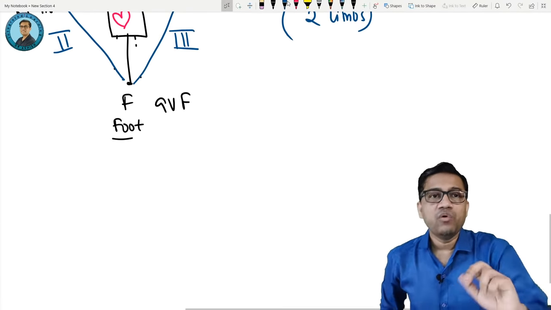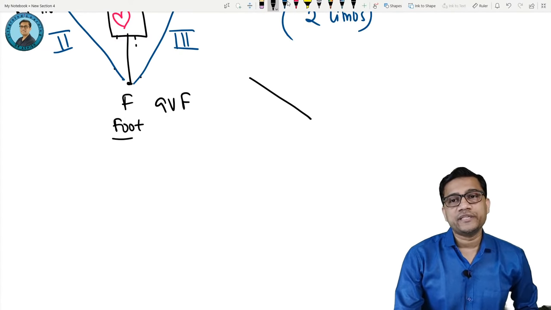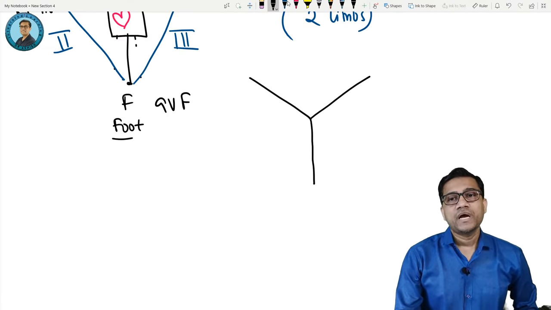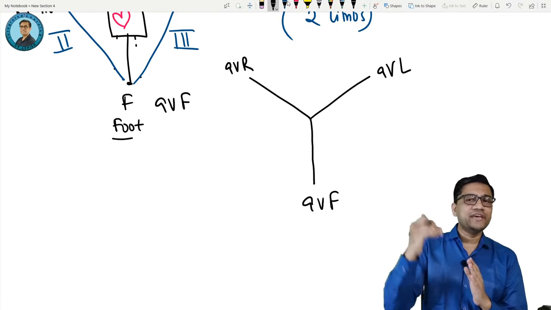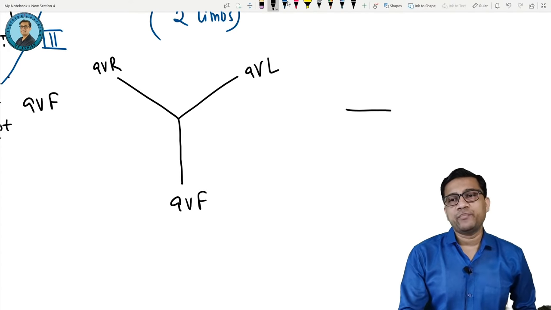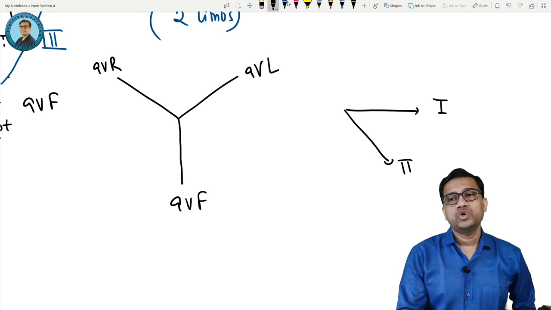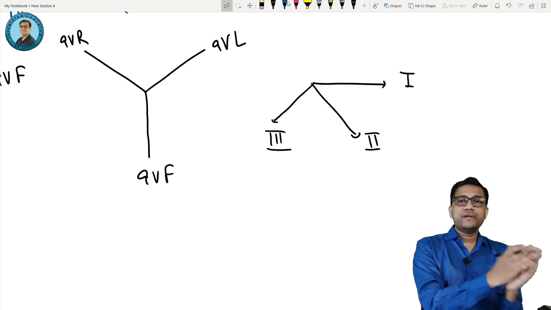Okay. Now let's make it this way. Please see, it's one of the most important things. So this is AVF, this is AVL and this is AVR. Can you see them? So AVL, AVF, AVR. And which are the bipolar leads? 1, 2 and 3. Are you clear? So these are the unipolar and bipolar.